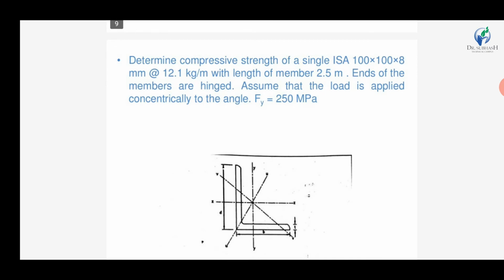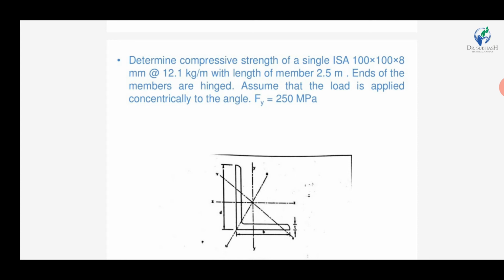Now we start the first example, analysis of a strut. Here two types of examples are given: one is strut and the second is column. So first we start with analysis of a strut. What is the data? Determine the compressive strength of a single ISA 100 by 100 by 8 at the rate of 12.1 kg per meter, with length of member 2.5 m. Ends of the member are hinged. Assume that the load is applied concentrically.